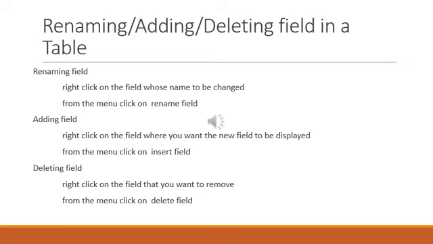You can rename, add or delete a field. The only thing is you have to select the field, and then from the pull down menu select rename for renaming, insert for inserting, and delete for deleting a field. The pull down menu appears something like this, and you can select insert, delete, or rename.